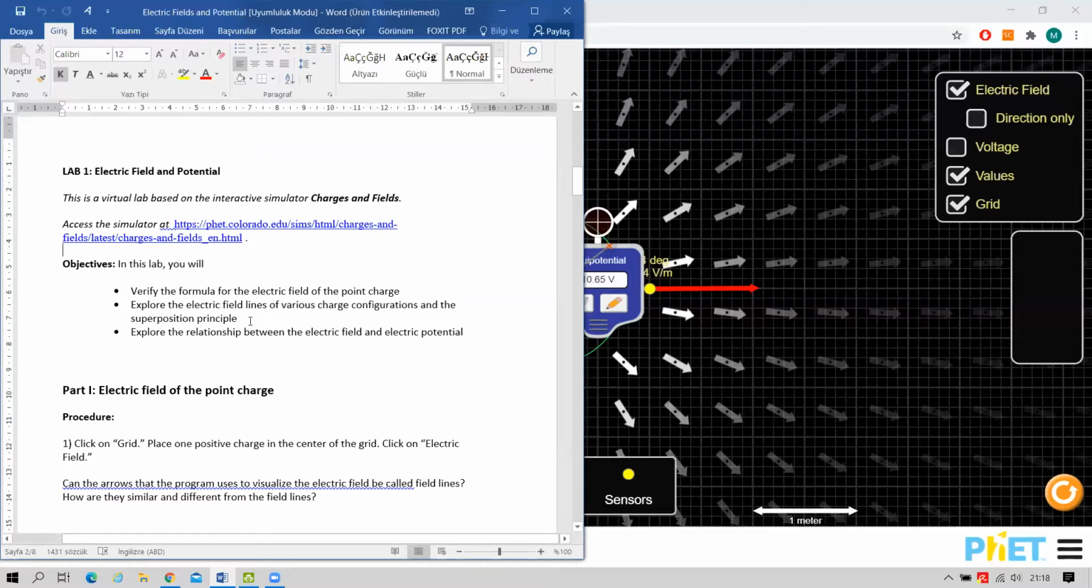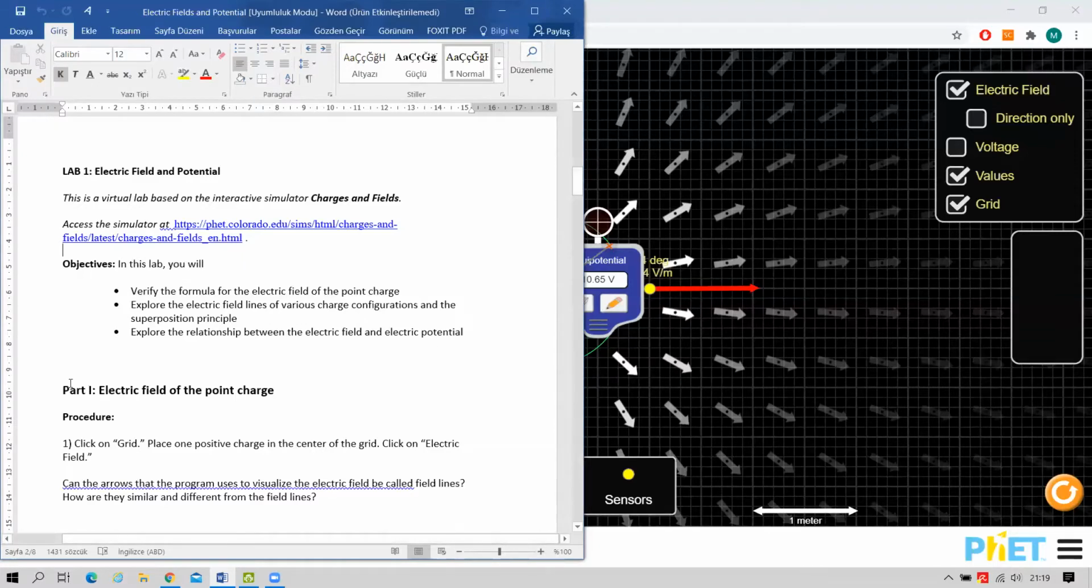The principle of superposition says that every charge in space creates an electric field at points independent of the presence of other charges in that medium. The resultant electric field is a vector sum of the electric field due to individual charges. So you will also verify this principle. And lastly, you will explore the relationship between the electric field and electric potential.